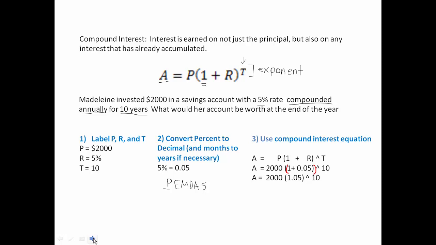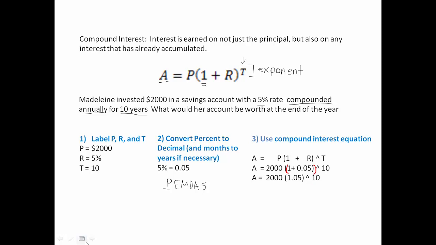You can use a calculator for it, but after you've done a few of these, you'll notice that it always comes out pretty easily like that. You just have the decimal point preceded by a 1 in your answer. It'll be 1 point whatever came after the decimal. So I've done that, and I just bring down the 2000 and the exponent of 10.